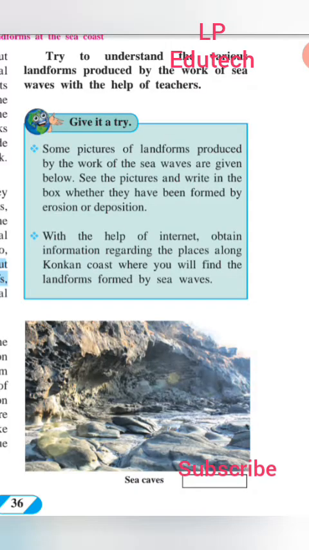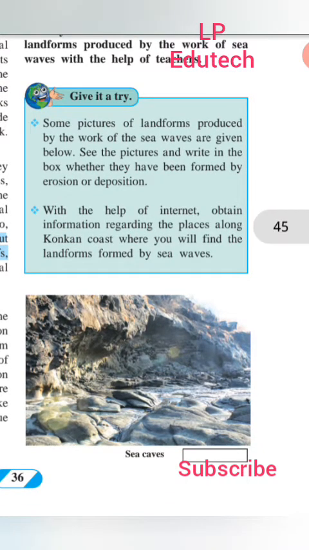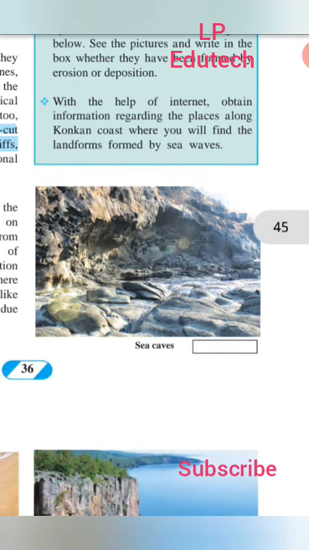Now students, just pay attention. Now just give it a try. Some pictures of landforms produced by the work of sea waves are given below. See the pictures and write in the box whether they have been formed by erosion or deposition. So this is what we are going to see right now.